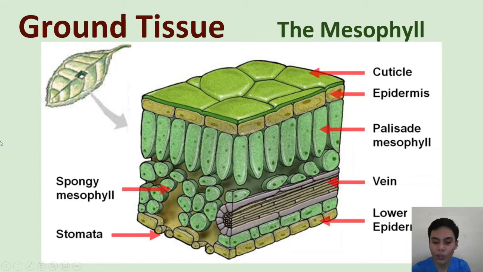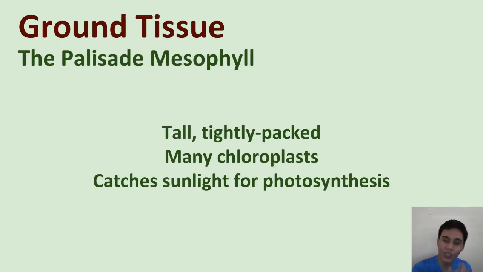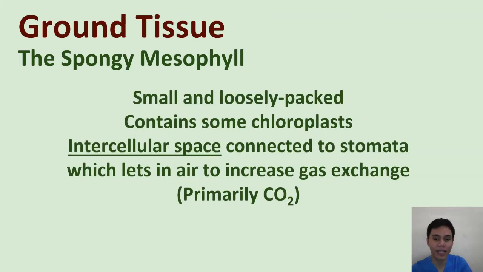This is in relation to their function. Your palisade mesophyll is tall and tightly packed because its function is to capture sunlight for the photosynthetic process. Since they're tightly packed and tall, light cannot easily pass through them without being captured by their pigments in the chloroplasts. The spongy mesophyll, on the other hand, is mostly for providing intercellular space, or space for air to be in the leaf. This is so that there's air for gas exchange. You need carbon dioxide for photosynthesis, so you need gas exchange. The spongy mesophyll allows for that.